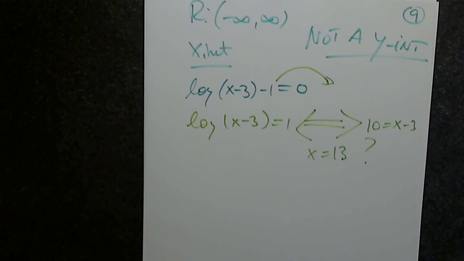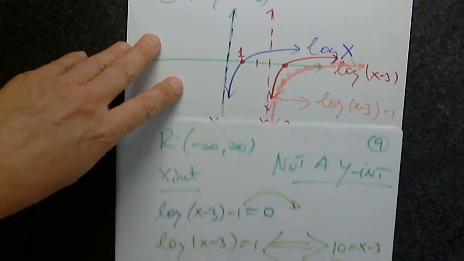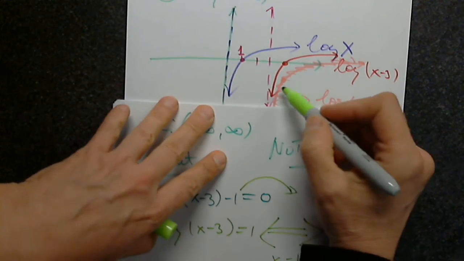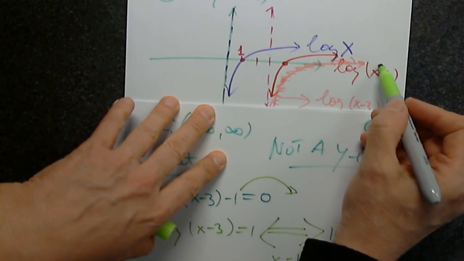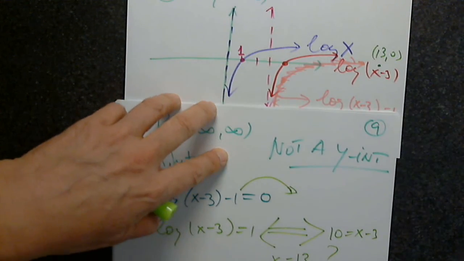Does this make sense? Yes. So then my graph is good, but not good enough. It should go way out there. The x-intercept is at (13, 0).